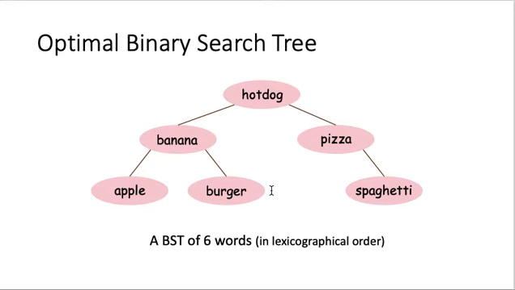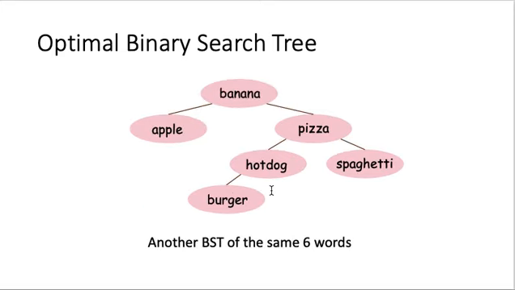But the binary search tree for the same 6 words is not unique, so we could have a very different looking binary search tree for the same 6 words. Again, we see that banana is here, on the left side, values are smaller, on the right side, values are larger. And if you look at pizza, on the left side are values that are smaller, and on the right side, the values are larger.